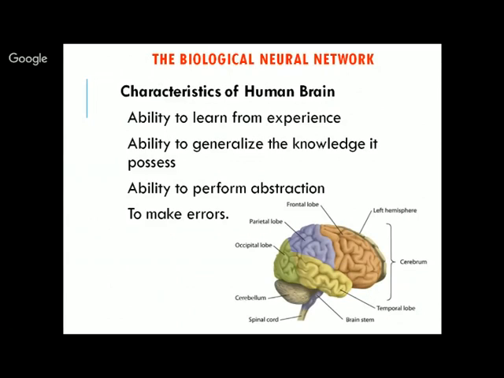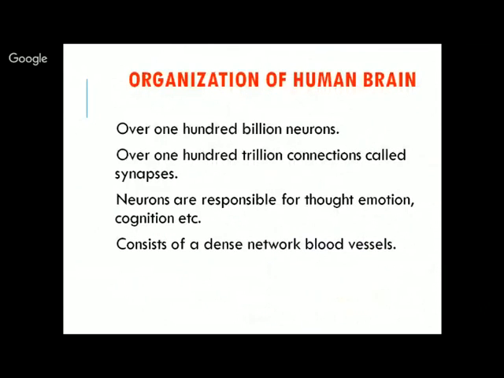Imprecision, partial truth, generalization, learn from experience. All these capabilities are there in our brain. So let us see some of the constituents of the brain, and then we will go into an artificial neural network. In a human brain, there are over 100 billion neurons, and these neurons are connected by over 100 trillion connections.